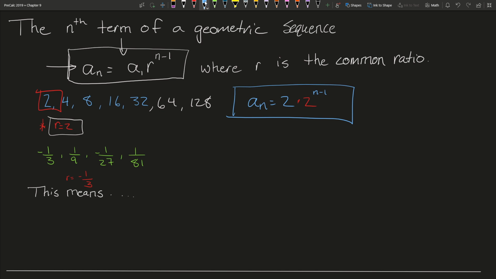On the bottom example, we can do the same thing. Again, we have our first term, we have our common ratio, so we can write the nth term for this sequence. So if we do that, an will equal negative 1/3, right, our first term, times negative 1/3, our common ratio, to the power of n minus 1.